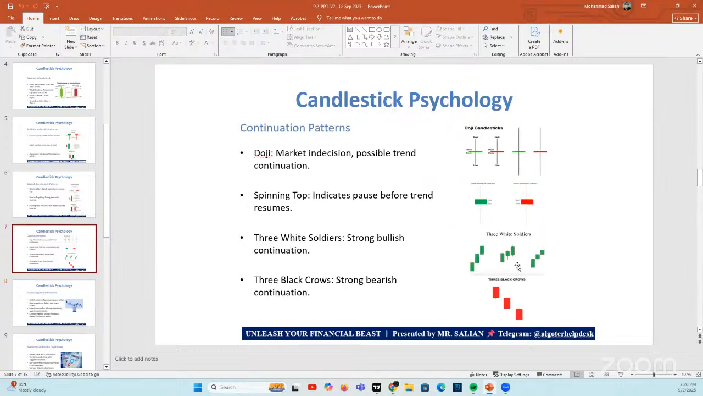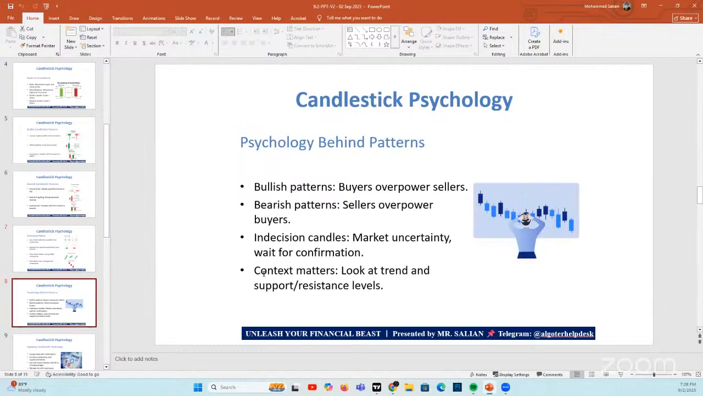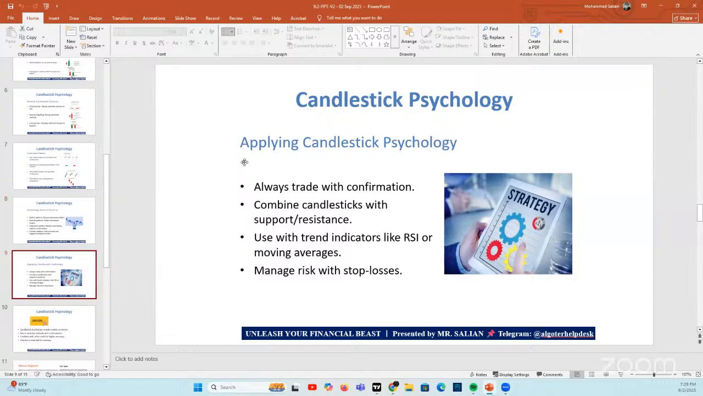And for the context, look at trend and support and resistance levels. That's it. So when it's going up, then buy. When it's going down, then sell. Very easy.